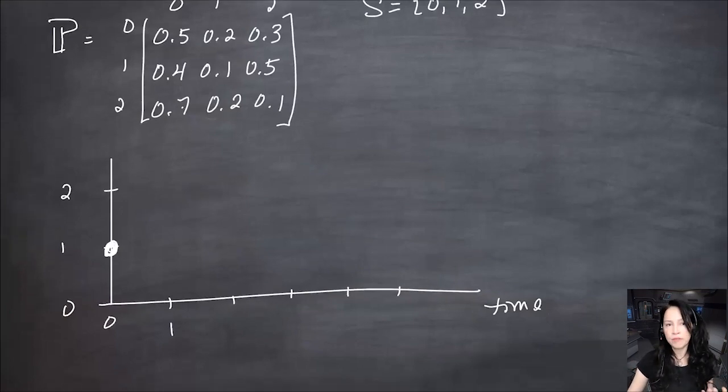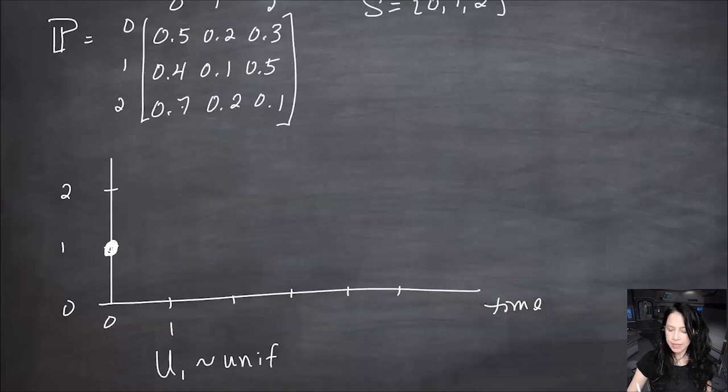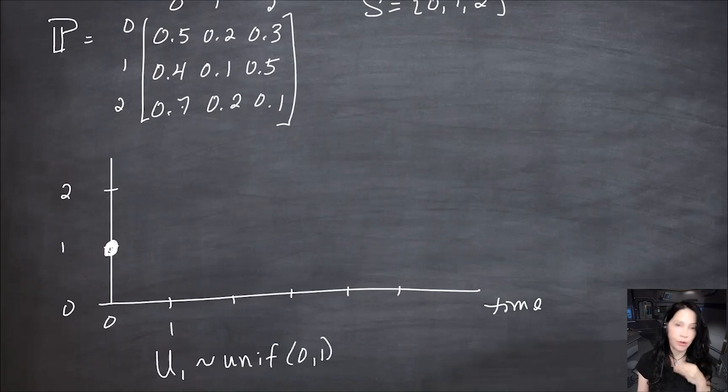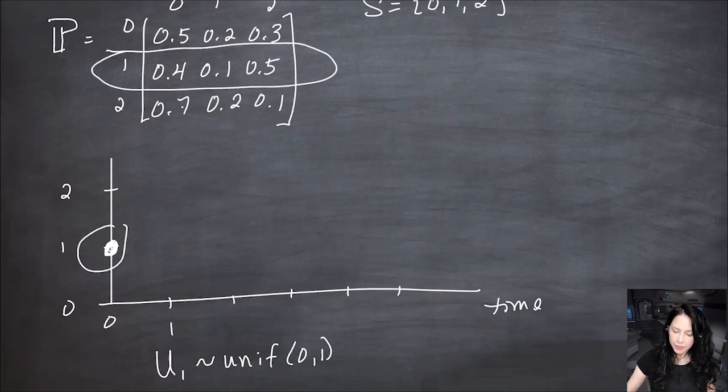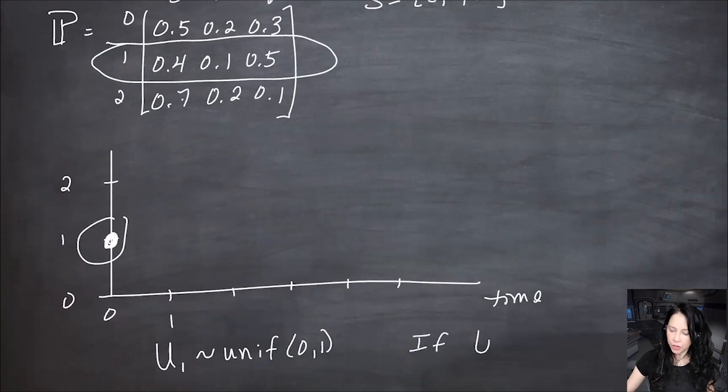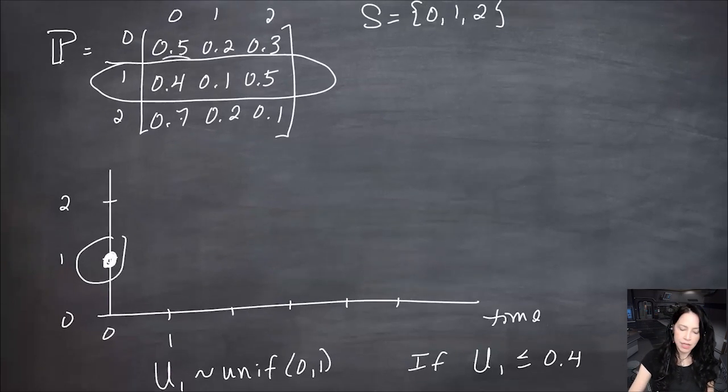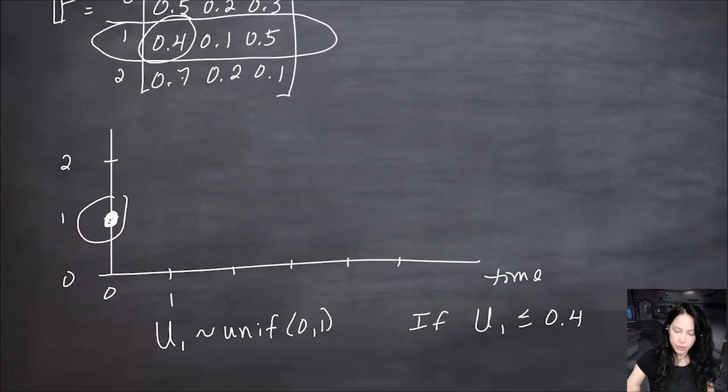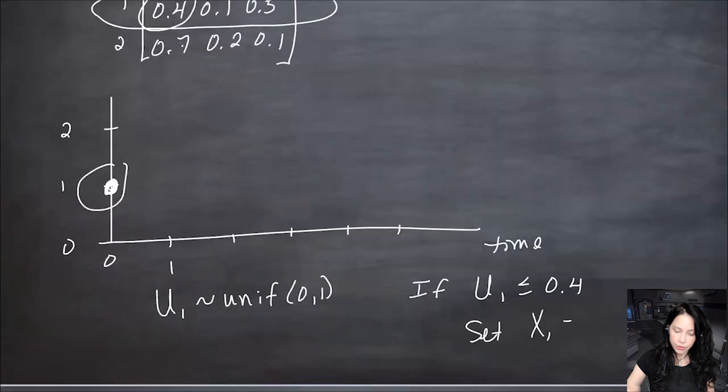And you want to know where it's going to go at time 1. So you grab yourself a random number, I'm going to call it U1, a uniform 0, 1, and you grab that from your software so that it's actually an observed value and no longer a random variable. And then you say, I'm currently in state 1, so I'm going to look at the 1 row. If my uniform for time 1 is less than or equal to 0.4, that's how much I want to go from 1 to 0, and in that case, I will go to 0. So you would set x1 to be 0.